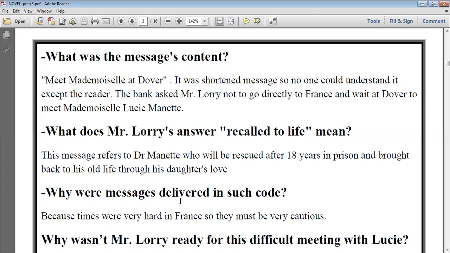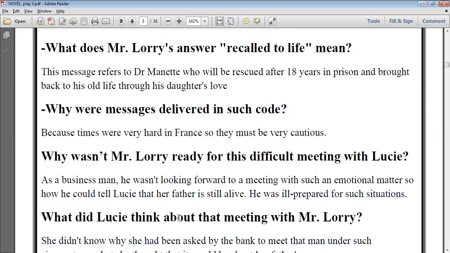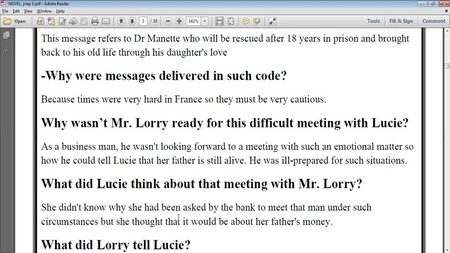Why were messages delivered in such code? Because times were very hard in France, so they must be very cautious. Guys, you have to study this question very well. Of course, reading these questions will help you to understand also the events of chapter one.